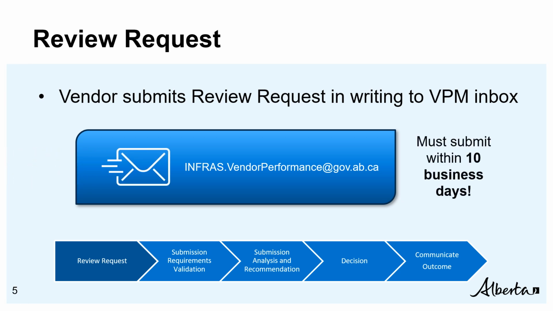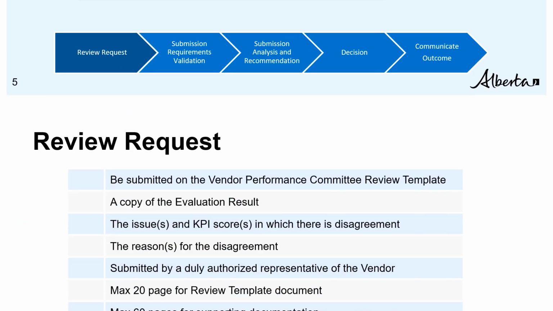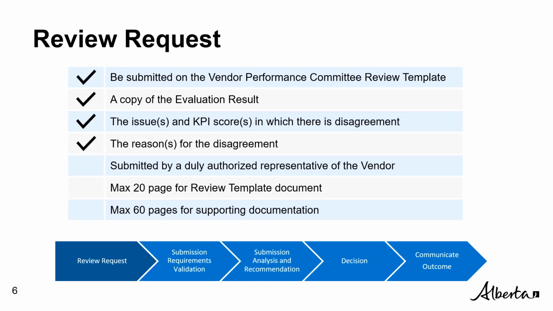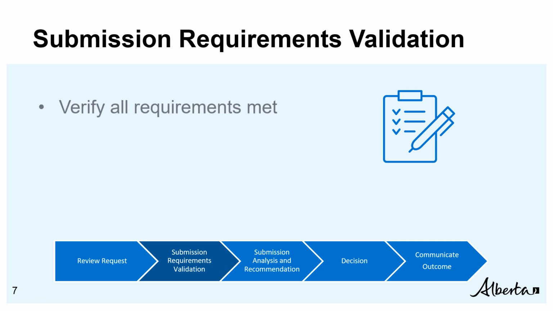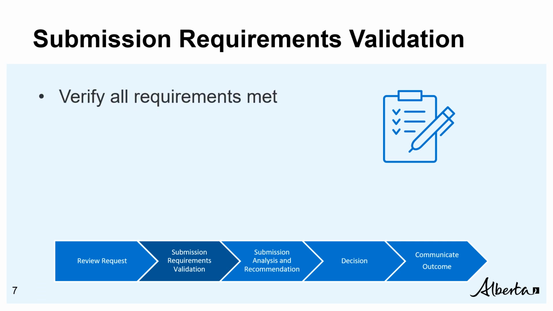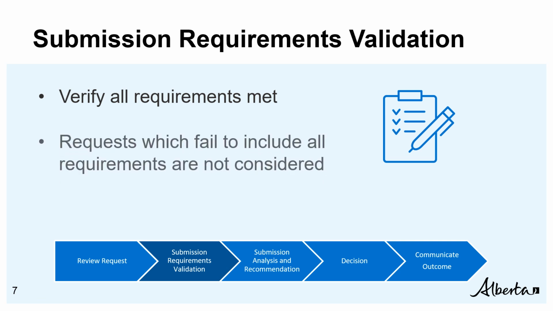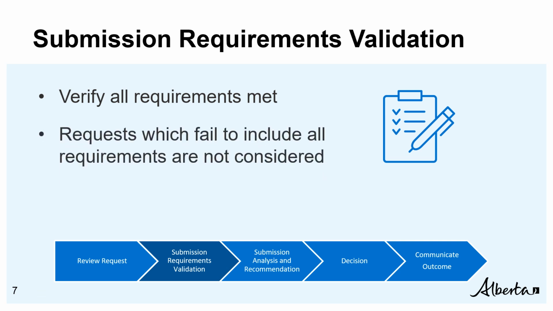Starting at the review request step, a vendor looking to submit a review request must email a submission to the vendor performance team via email. Vendors must ensure to submit the review request within 10 business days of receiving their finalized performance evaluation. Once a formal review request has been received, the VPM team verifies that all the requirements previously mentioned have been satisfied. If not, the vendor's review request may not be considered.